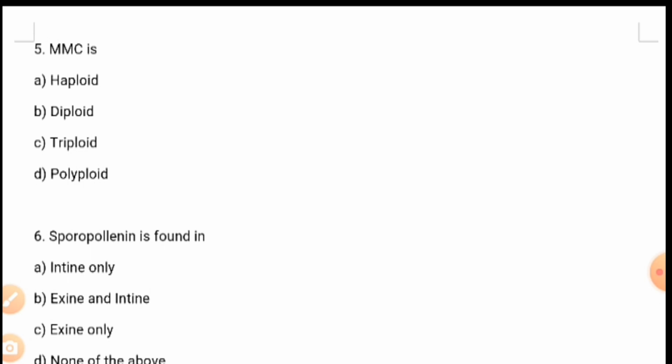We know that for the formation of spores, it may be microspore or it may be megaspore, the first meiosis takes place. So your clue is that MMC must be diploid. So the answer is option B, diploid.